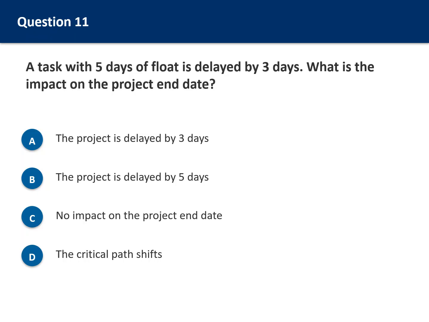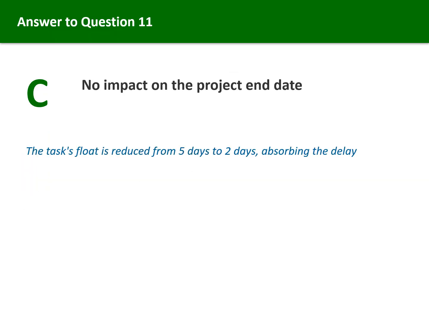Question 11. A task with 5 days of float is delayed by 3 days. What is the impact on the project end date? Option A, the project is delayed by 3 days. Option B, the project is delayed by 5 days. Option C, no impact on the project end date. Option D, the critical path shifts. Consider how float absorbs delays. The correct answer is C, no impact on the project end date.